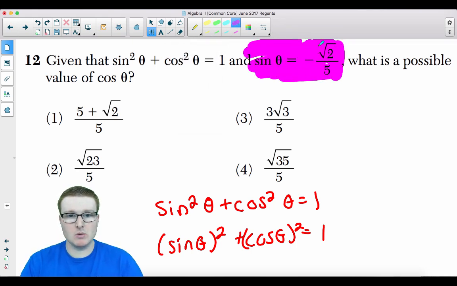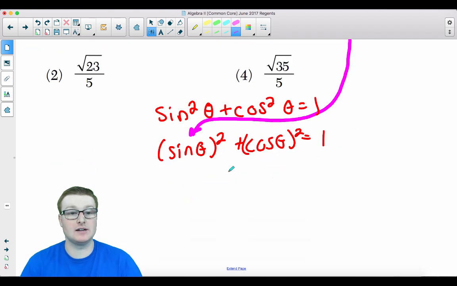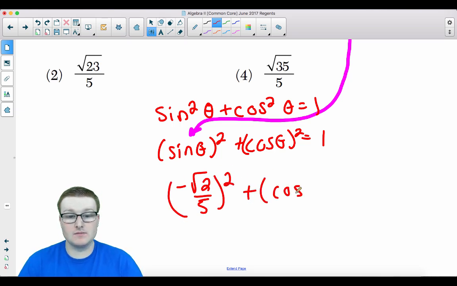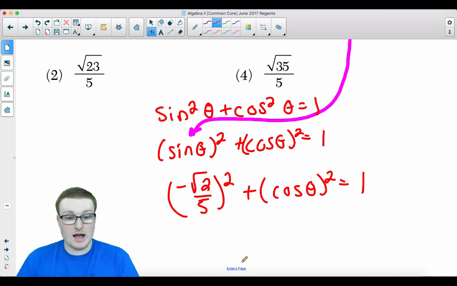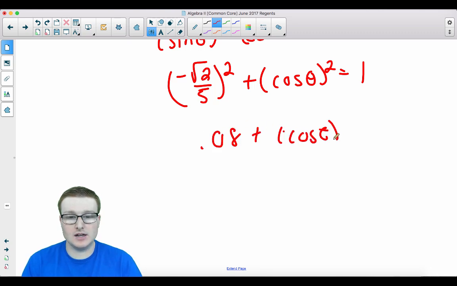So they tell you what sine of theta is. It's this. So what we're going to do is plug in sine of theta down here, and we're going to solve for cosine theta. So we have negative radical 2 over 5 quantity squared plus the cosine of theta quantity squared. We don't know that, it is equal to 1. Now, I'm going to convert this to a decimal for you. This is 0.08 plus the cosine of theta squared equals 1.